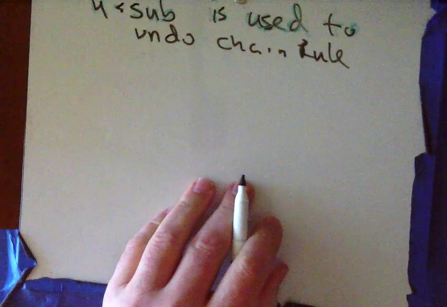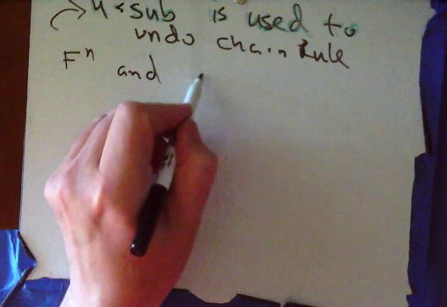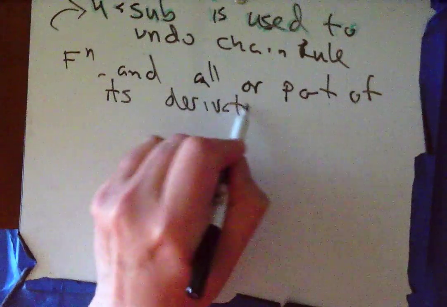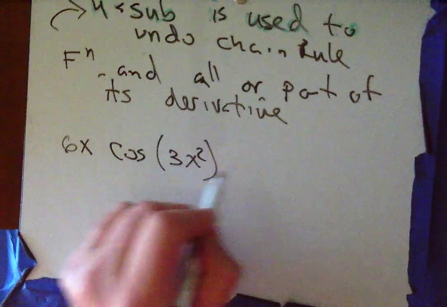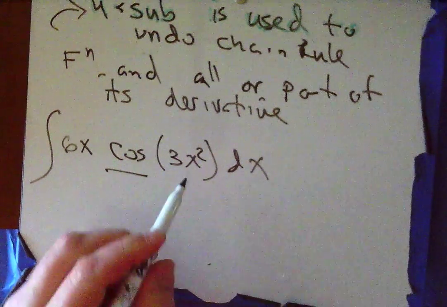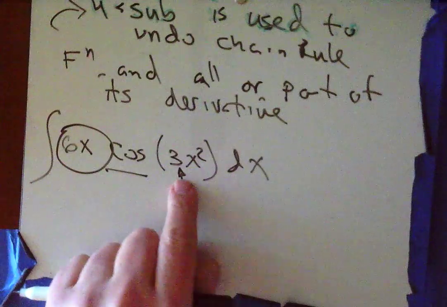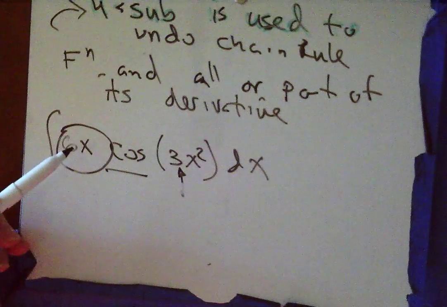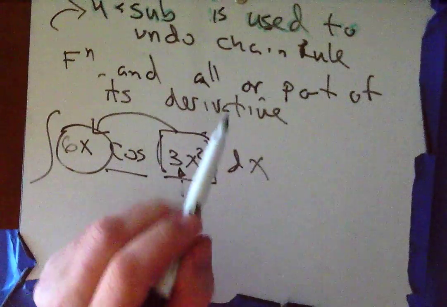That's what I'm doing with my u sub. I'm undoing chain rule. And the indication that I want to use the u sub is I see a function and all or part of its derivative. So if I see something like 6x cosine 3x squared dx, if I have to integrate this, well, I see a function. Ooh, I see a function and I see its derivative. Whenever I see a function and its derivative, or even if I saw part of its derivative, I would say u sub. And whatever that function is whose derivative I see, that function turns out to be my u.